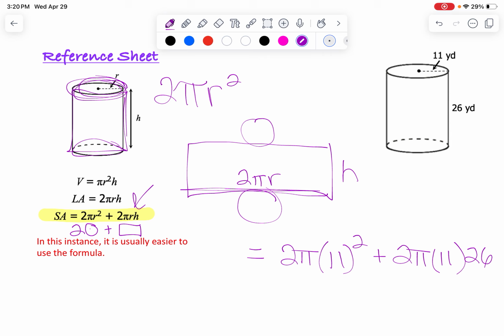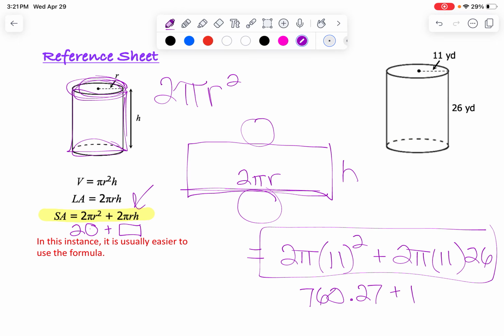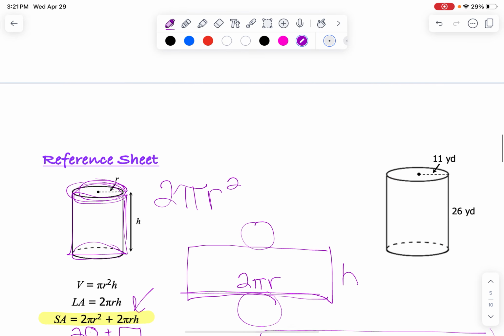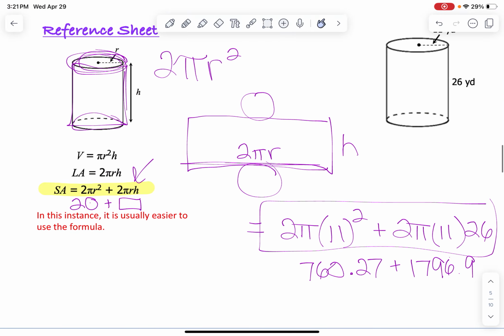So if we do 2 pi times 11 squared, I got 760 point, it's about 27. And then if I do this, you could type this whole thing into your calculator and it would get it right. So that's also totally fine. Okay, whoops. Well, it should be 0.99.